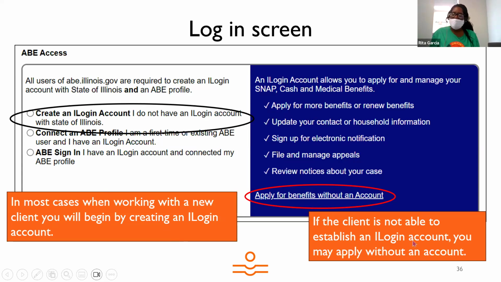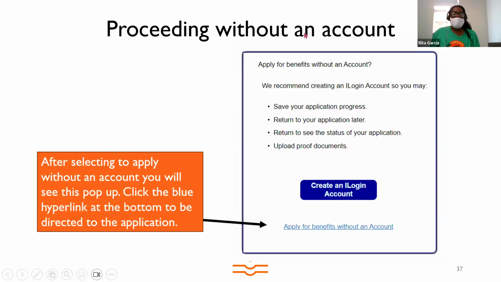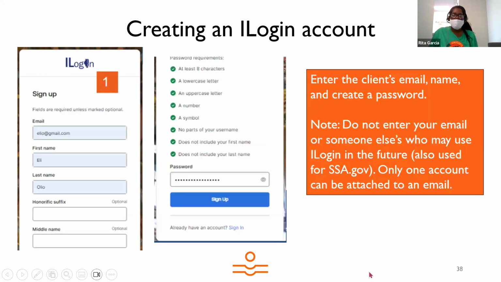If the client is not able to establish an Illinois login, you may apply without an account. So there's an option here to apply for benefits without an account at the very end, circled here in red, which is a really cool feature. And then proceeding without an account. So when you proceed without an account, after selecting to apply without an account, you will see this pop up. You're going to click the blue hyperlink at the bottom to be directed to the application. And that is an awesome feature for people who struggle with the actual two-point authentication process for the Illinois login. But if they don't, this is where you would go on creating an Illinois login.